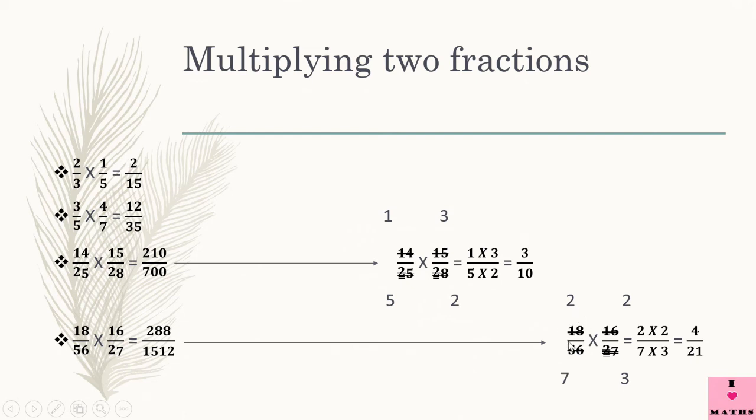Now 18 divided by 9. So I got the answer 2. 9 2s are 18. 27 divided by 9, I cut it, and 9 3s are 27. Okay, now I will simplify this numerator with this denominator.